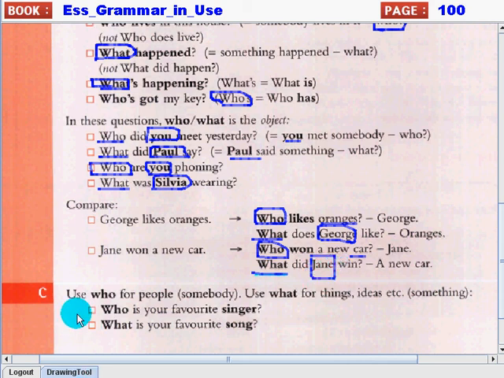Another thing to remember, use who for people or somebody. Use what for things, ideas, etc. Or something, not somebody. Okay? Now, let's read the following examples. Who is your favorite singer? We used who because we refer to a person, a singer. What is your favorite song? Song. It's not a person, right? And that's why we used what.